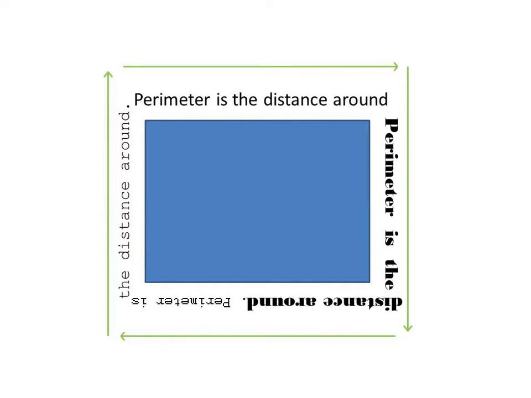You could have a pentagon. You could have a hexagon. You could have a triangle. Okay, all of them we can find the perimeter by finding the sum of the sides or by using one of our perimeter formulas.